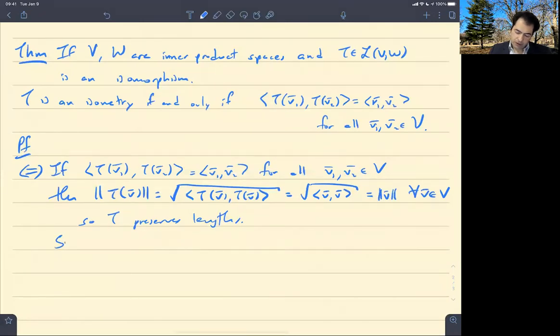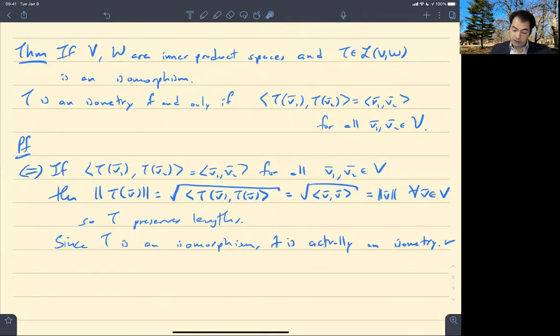Since T is an isomorphism, it is actually an isometry. Right. So this immediate computation tells us that if you preserve the inner product, you preserve the length. And then since we are assuming that T is an isomorphism, that means that we actually have an isometry.